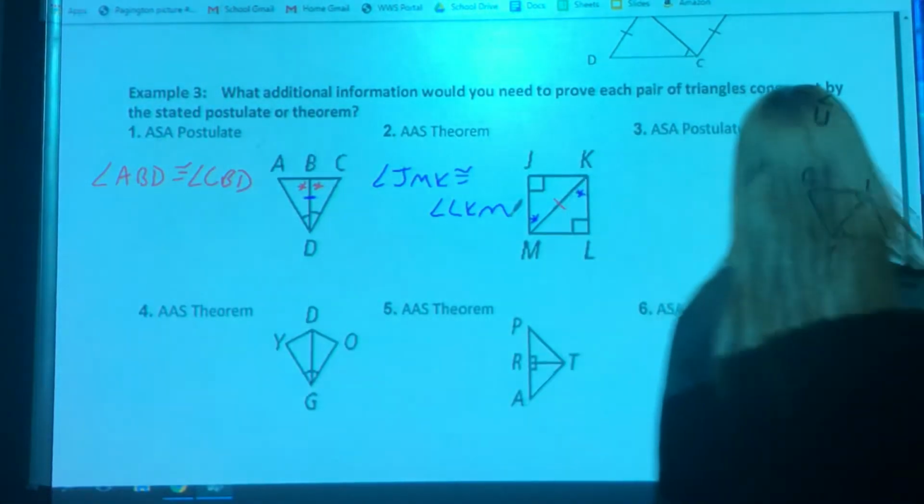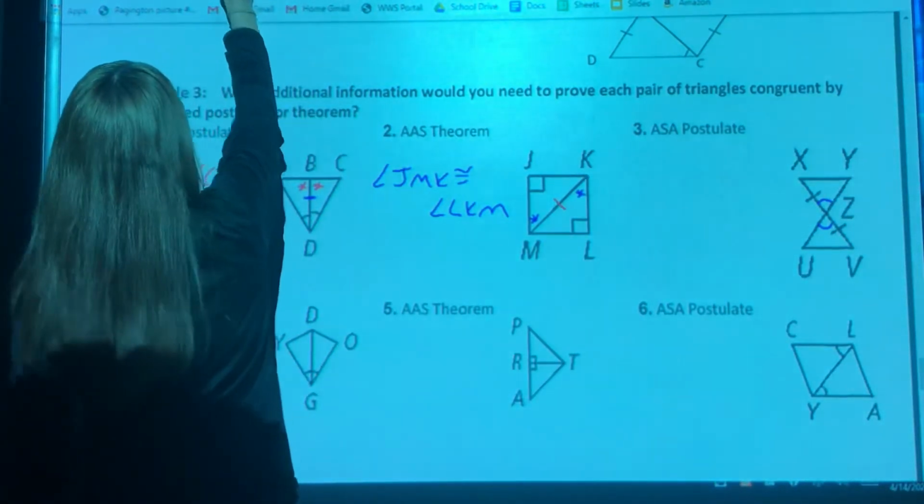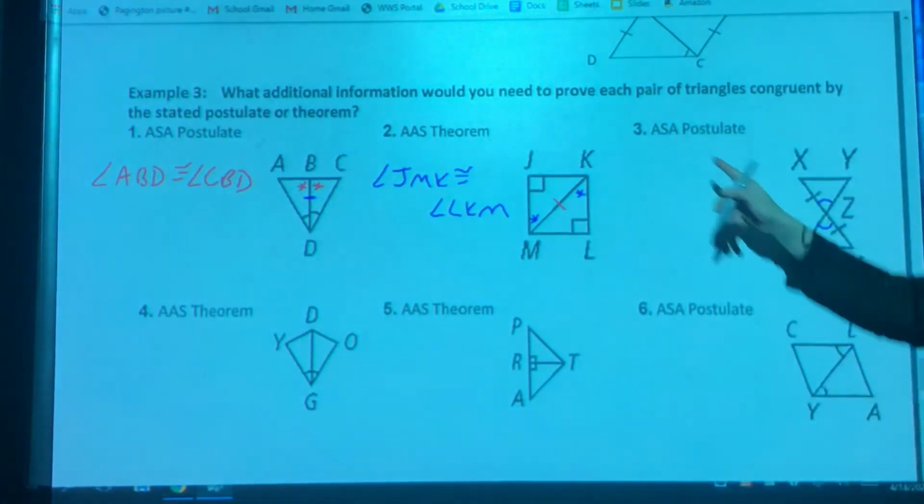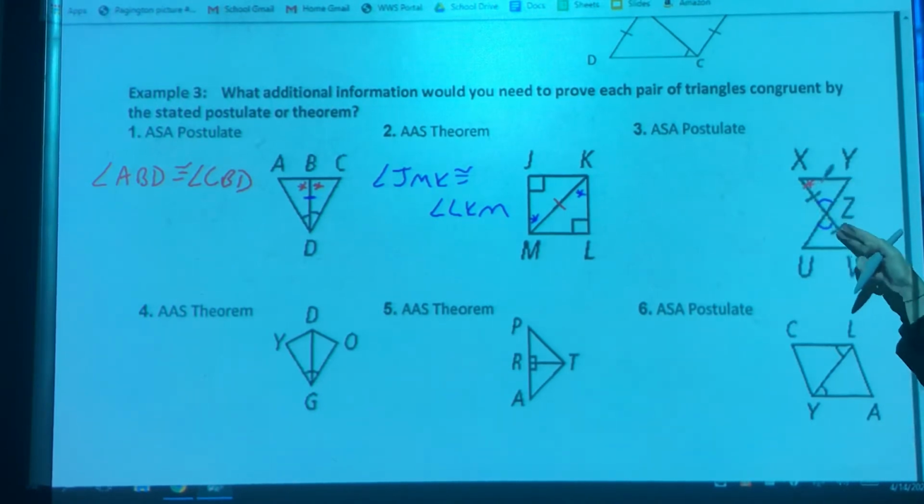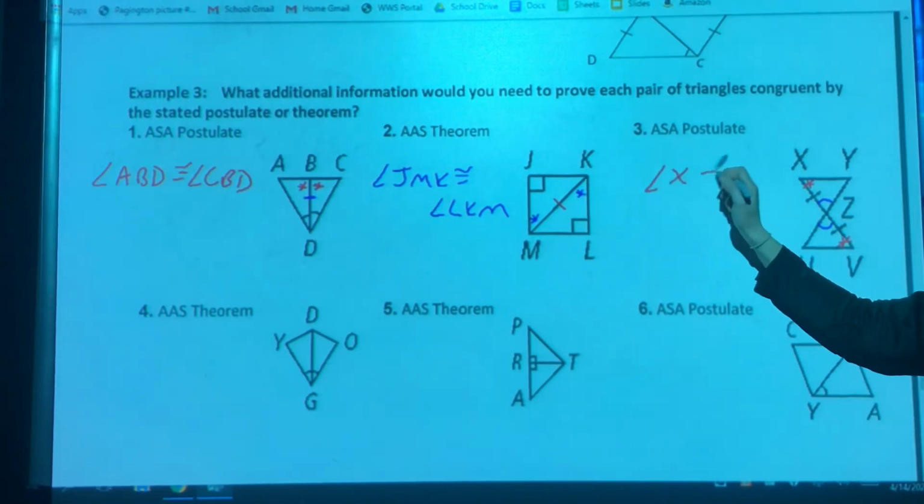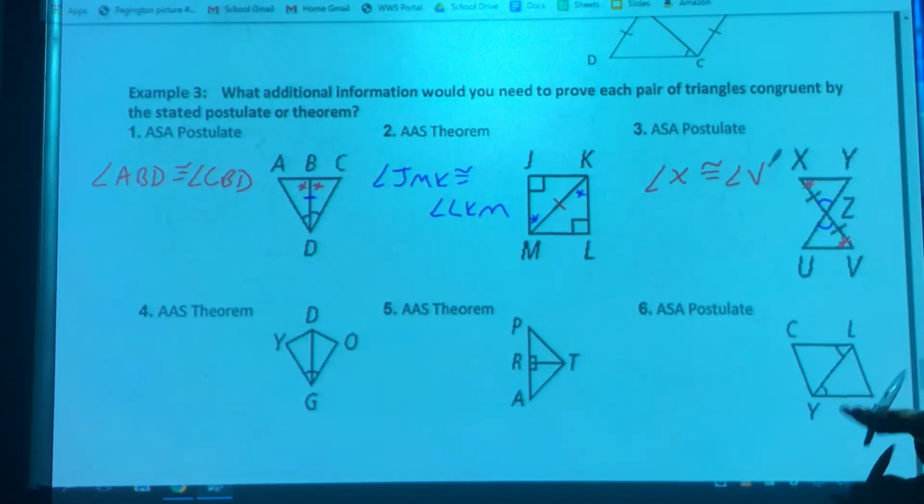For number 3, I have to look at the picture again. What else do I know is congruent besides what is marked? I know these two vertical angles are definitely congruent to each other. Okay, now if I think about what additional information I would need for angle, side, angle, I've got an angle, I've got a side, I would need another angle over here. So if I knew that angle X was congruent to angle V, then I could say the two triangles are congruent by angle, side, angle.